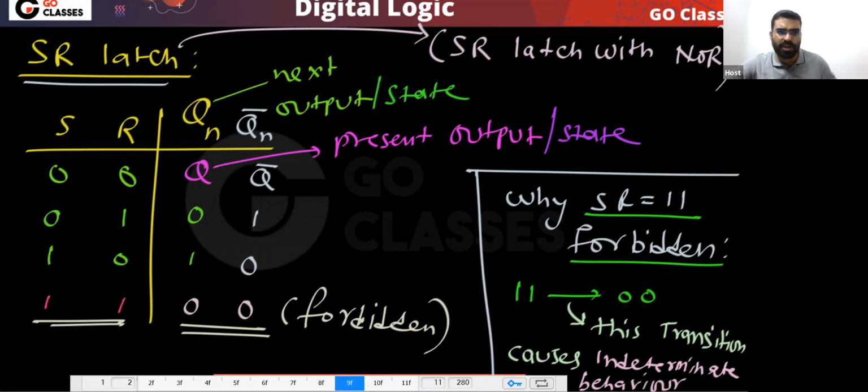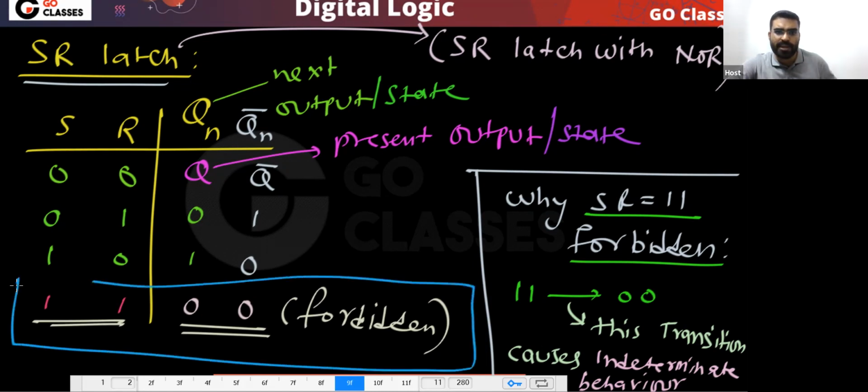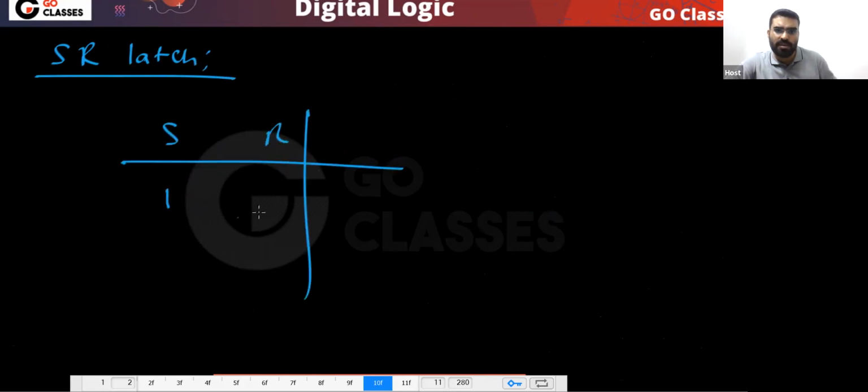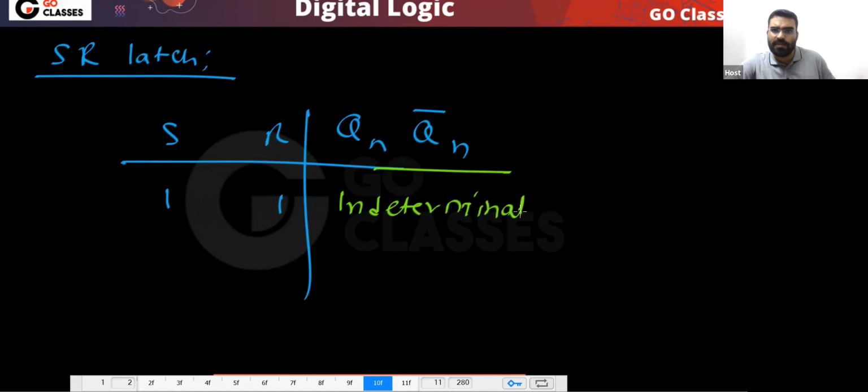Now remember, this point is very important because there are many questions in the GATE exam on this point. Remember, I am talking about SR latch. Many students think that if I apply 1 1 to both inputs, then this Q and Q bar will become indeterminate. But this is wrong. This concept is wrong.